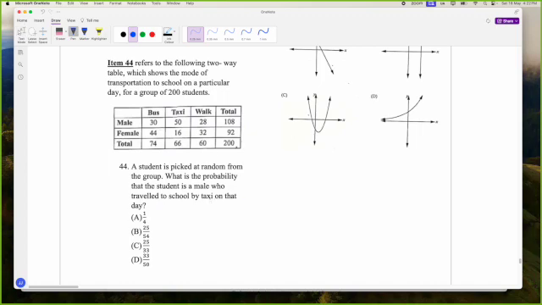So as seen here, I have the totals for all of them. The males who traveled by taxi is 50. So it'll be 50 out of the total, which is 200. 5 into 5 is 1, 5 4s are 20. The answer is a quarter.